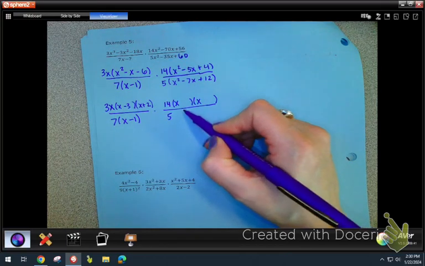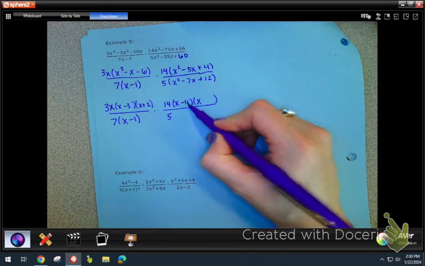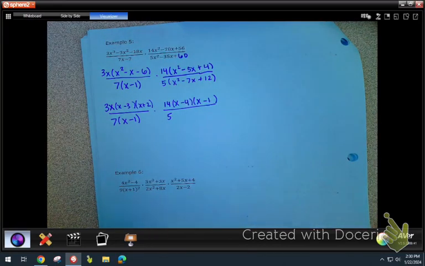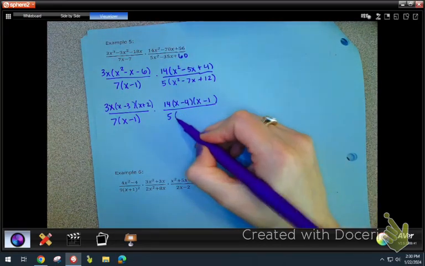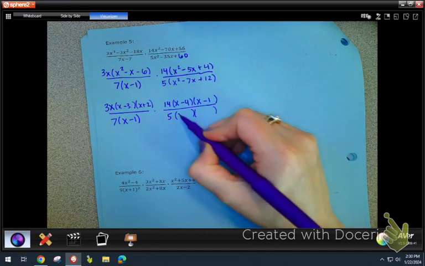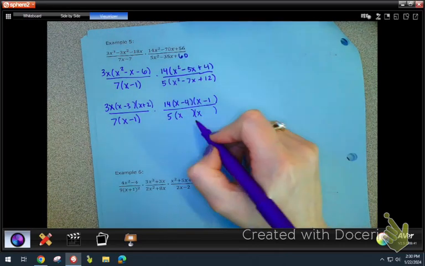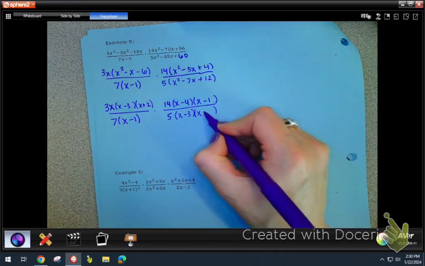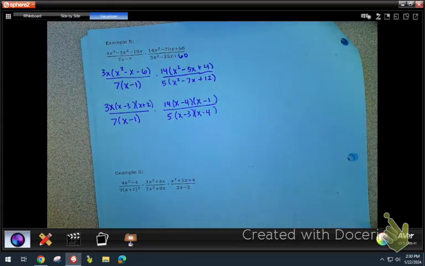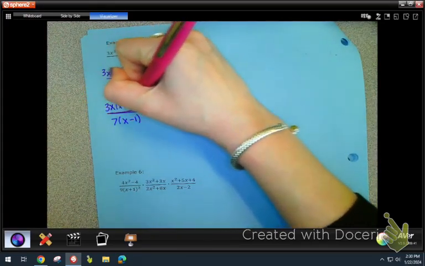That's negative 4 and negative 1. Multiply to be 12 and add to be negative 7. That's going to be negative 4, negative 3.